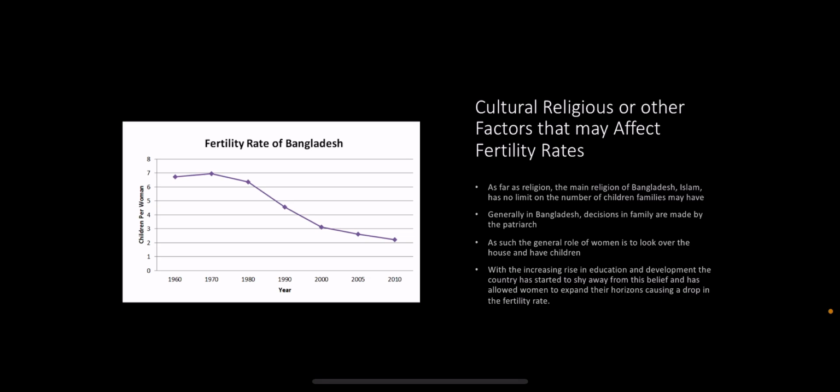Cultural, religious, or other factors that may affect fertility rates. As far as religion, the main religion of Bangladesh, Islam, has no limit on the number of children families may have. Generally in Bangladesh, decisions in the family are made by the patriarch. As such, the general role of women is to look over the house and have children. But with the increasing rise in education and development, the country has started to shy away from this belief and has allowed women to expand their horizons, causing a drop in the fertility rate a little bit.